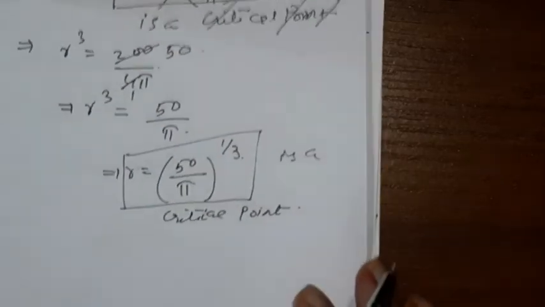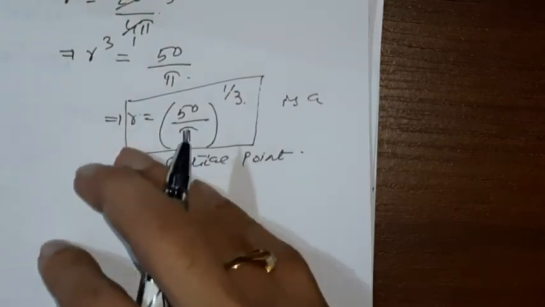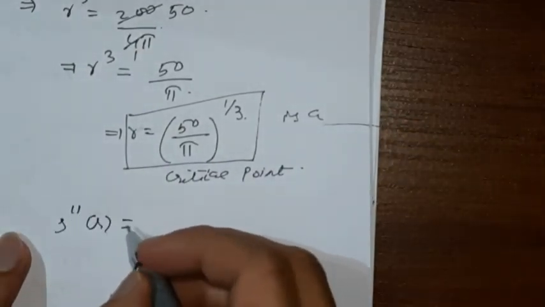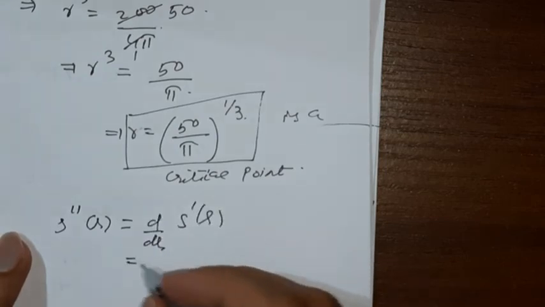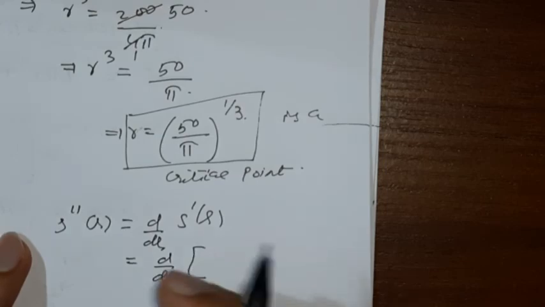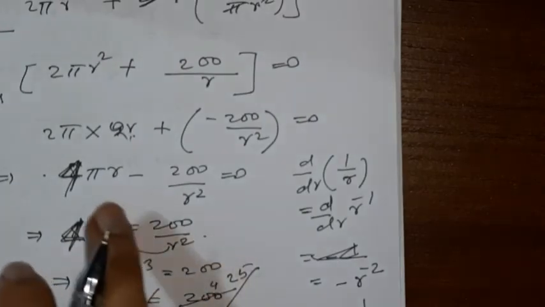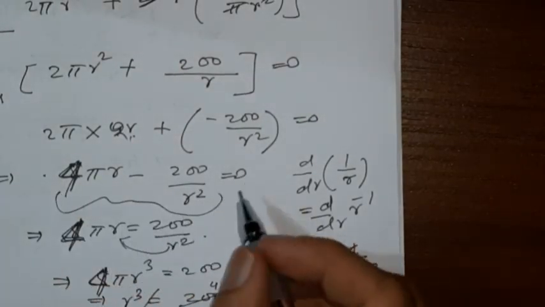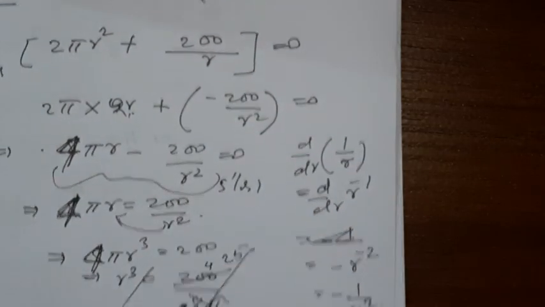Now we have to find the double derivative of the function, that is S(R). So S double prime of R is the derivative of S prime of R. So d by dr of which function? The simplified form of the S prime of R. So that is this, this is what we have to take.